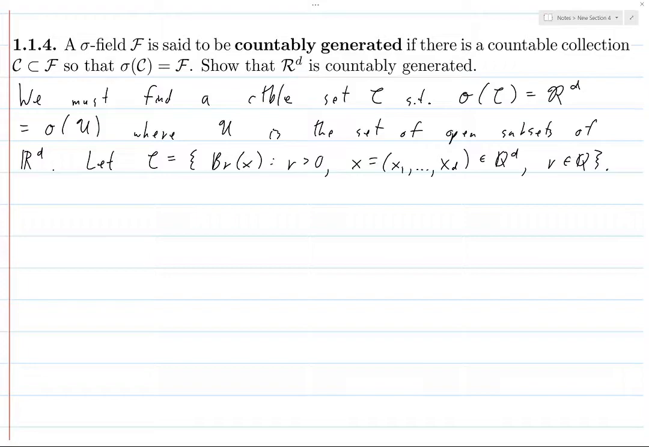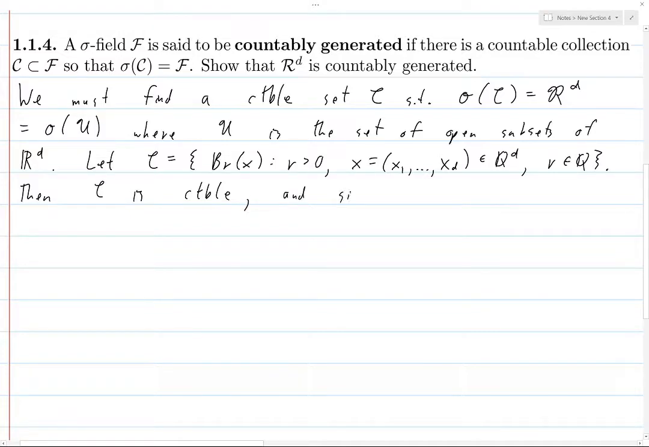Okay, so each element of C is determined by a radius, which is a rational number, and the coordinates of x, which are all rational numbers. And so all of the things that can be used to identify an element of C come from countable sets, and there's only finitely many things, and so that means that C is a countable set.